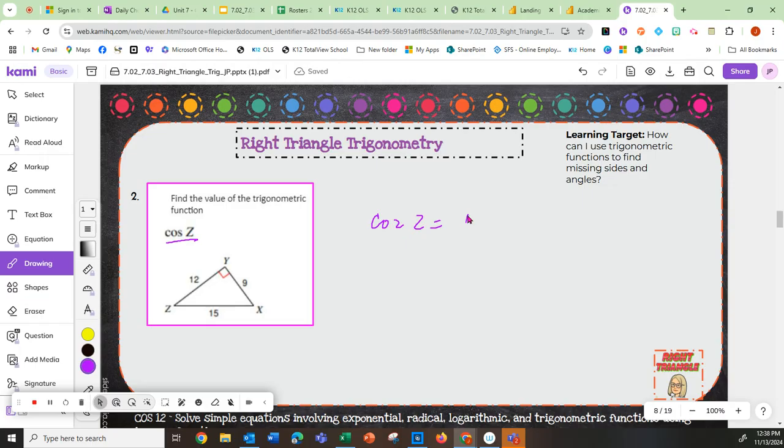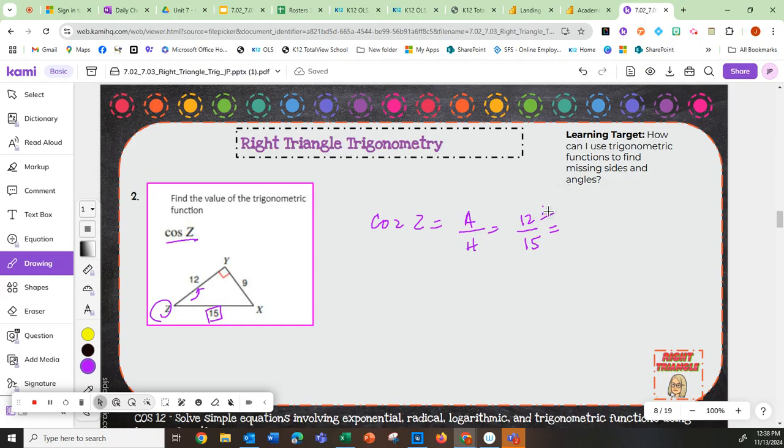Let's remind ourselves that cosine is adjacent over hypotenuse. Let's go find angle z. Let's go adjacent. Okay, so this is your hypotenuse. So you can't use the 15. So 15 is not going to be the adjacent because 15 is going to be the hypotenuse. And then adjacent would be the leg that forms the right angle that's adjacent to angle z. That's going to be 12. So it's going to be 12 over 15.